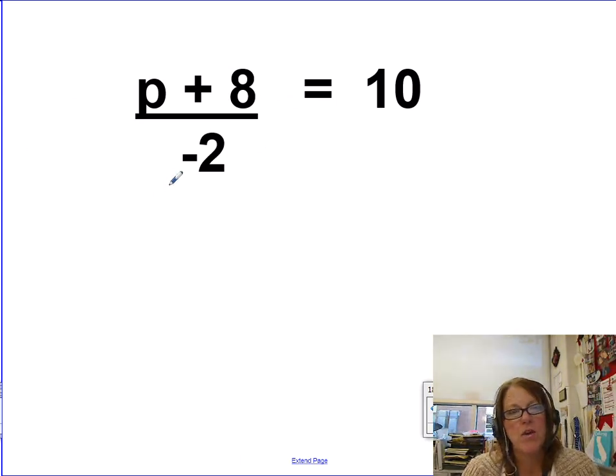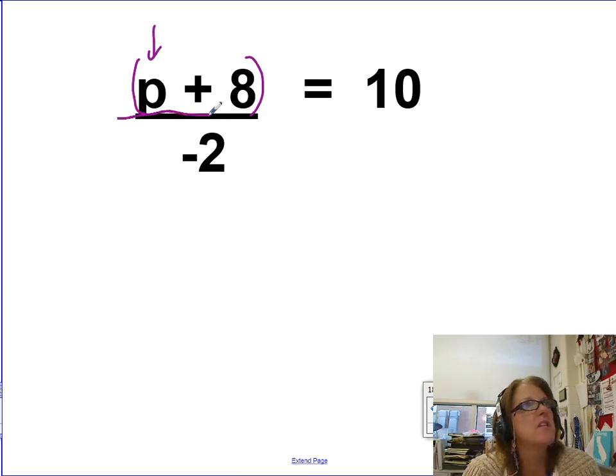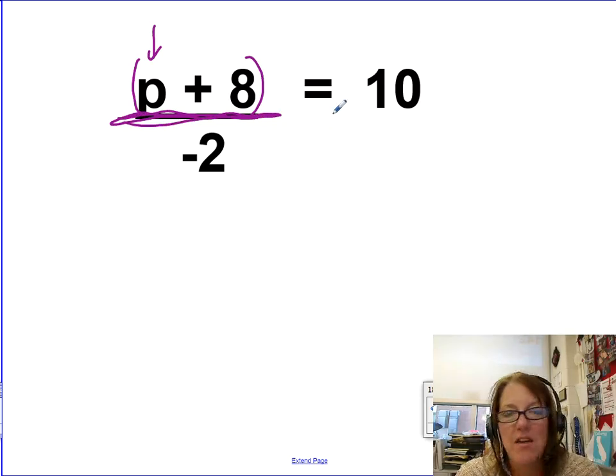Now, even though there aren't parentheses here, I want you to put them up here because really, my variable p is trapped. It's trapped in the numerator of this fraction. And you cannot touch that variable until you deal with getting rid of the fraction, okay?